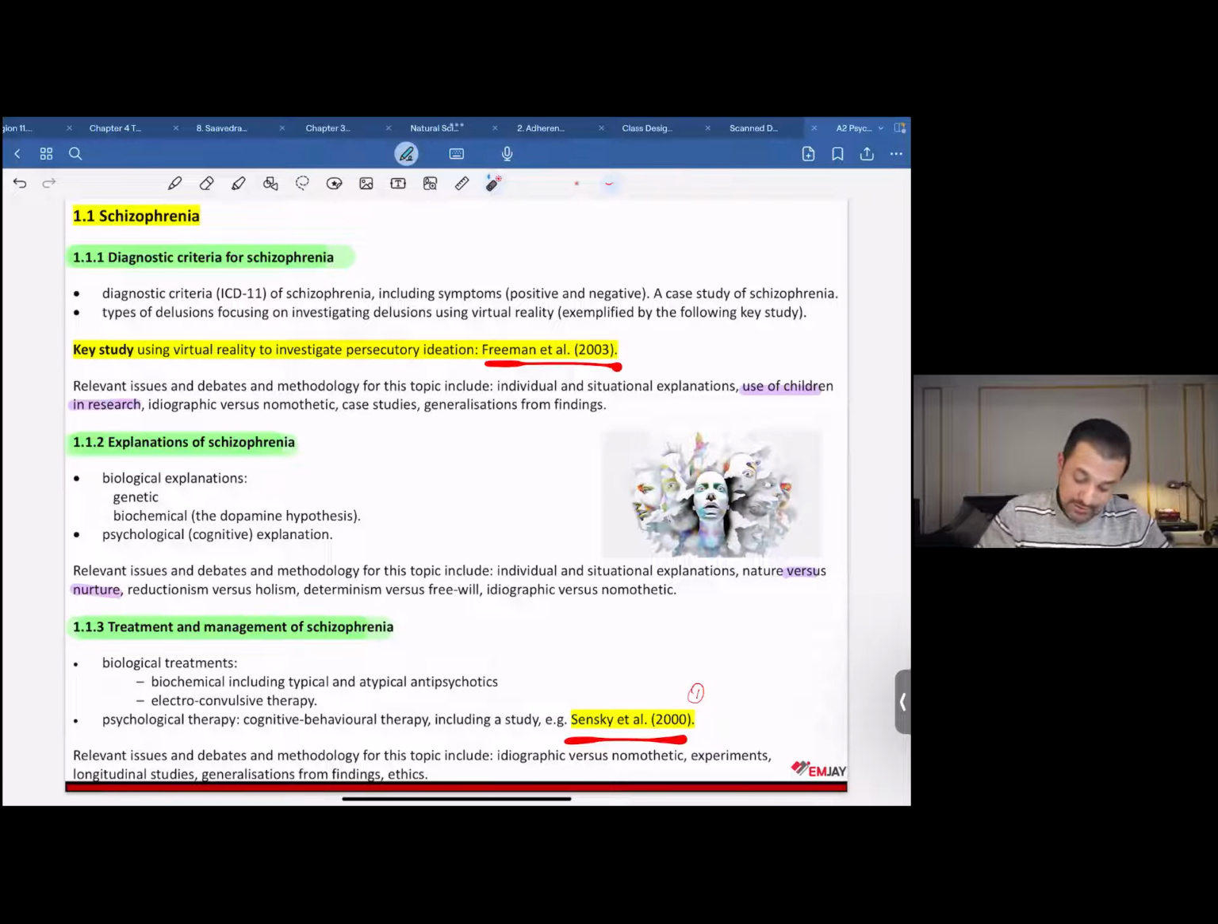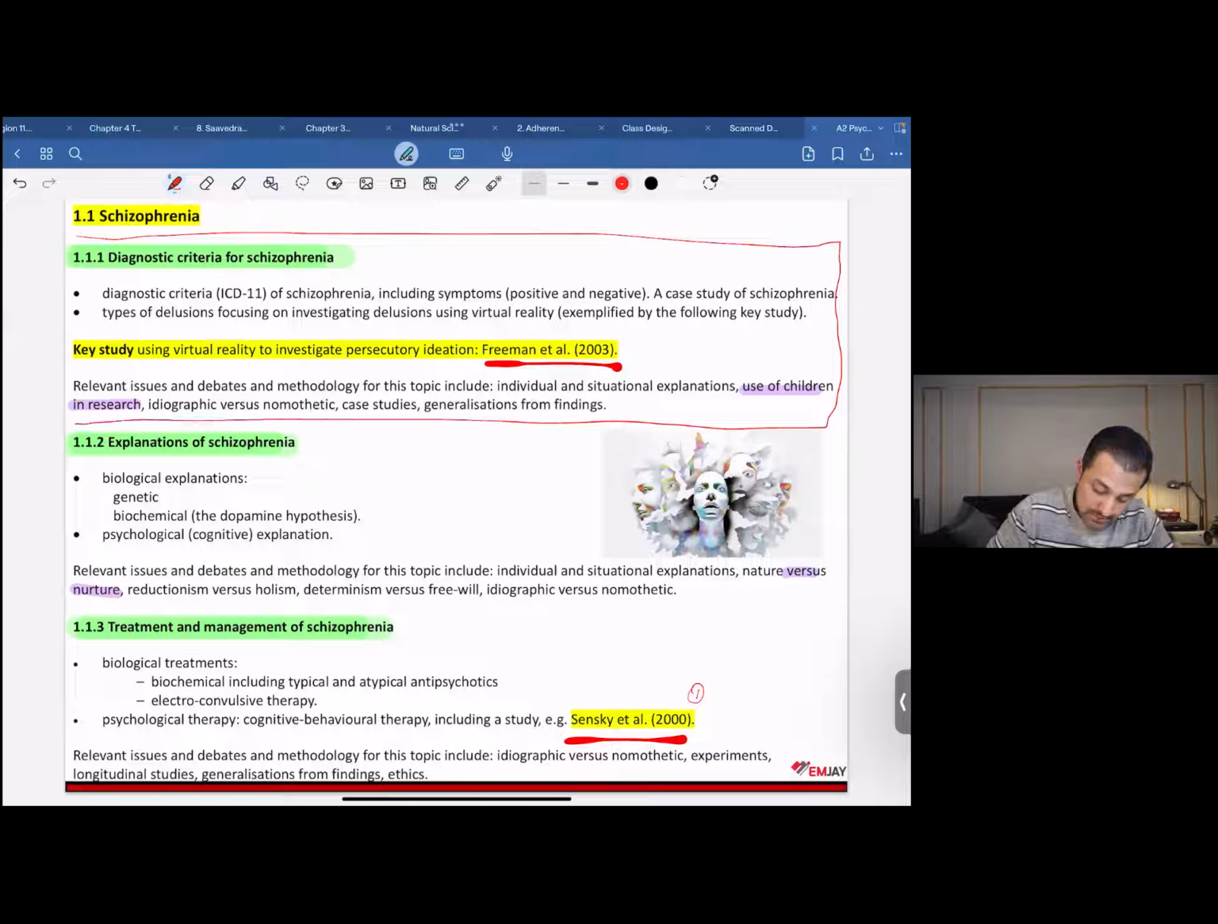Each unit again is divided into different sections. Each section is divided into different parts. Now, if I talk about one particular section over here, for the sake of an example, I'm just picking up this first section from unit 1 here, this first one, right? Now, this first section from unit 1, do you see this part? Let me highlight this in purple again. This says relevant issues and debates and methodology for this topic include.